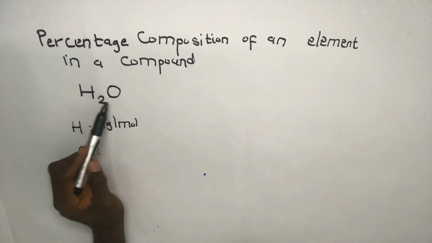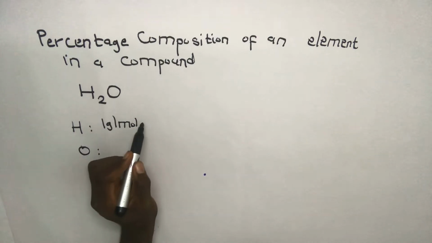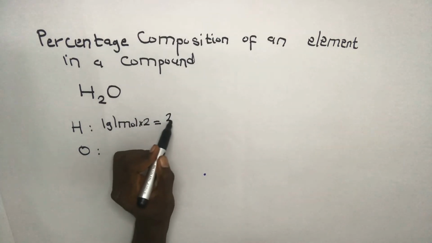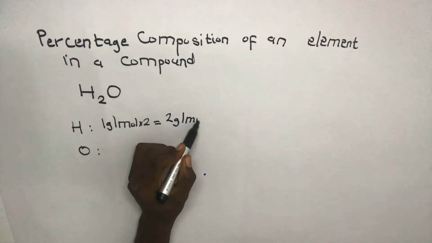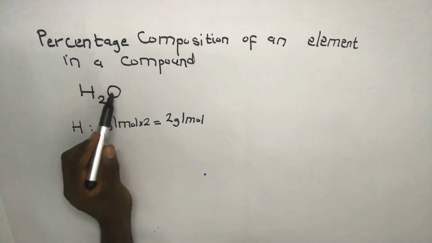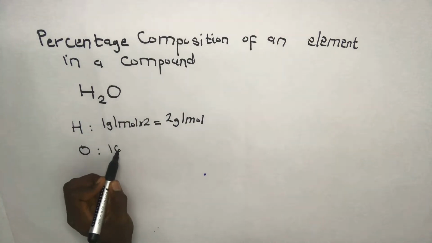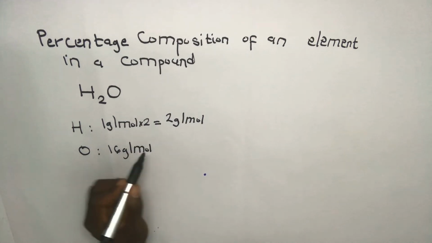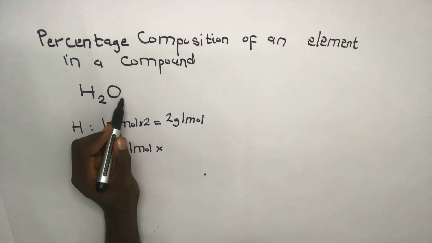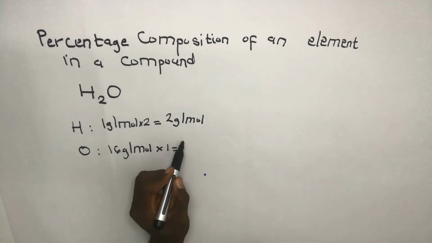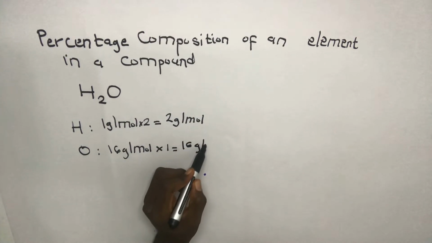In the water molecule, we have 2 atoms of hydrogen. So 1 gram per mole times 2 is 2 grams per mole. We count the oxygen. The atomic mass of oxygen is 16 grams per mole. 16 grams per mole times the number of atoms of oxygen here, which is 1, is 16 grams per mole.